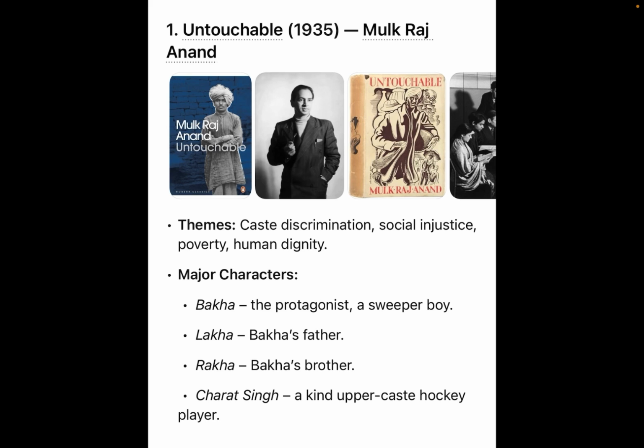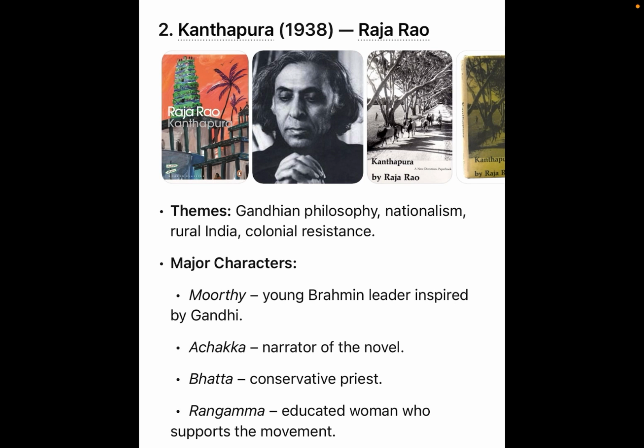So the next important work is Kanthapura. Kanthapura was a novel. It was published in the year 1938, and the author of this book is Raja Rao. And then what does the work talk about? It talks about the Gandhian philosophy. It talks about nationalism, rural India, and how the native people were resisting against the Britishers, against the East India Company.